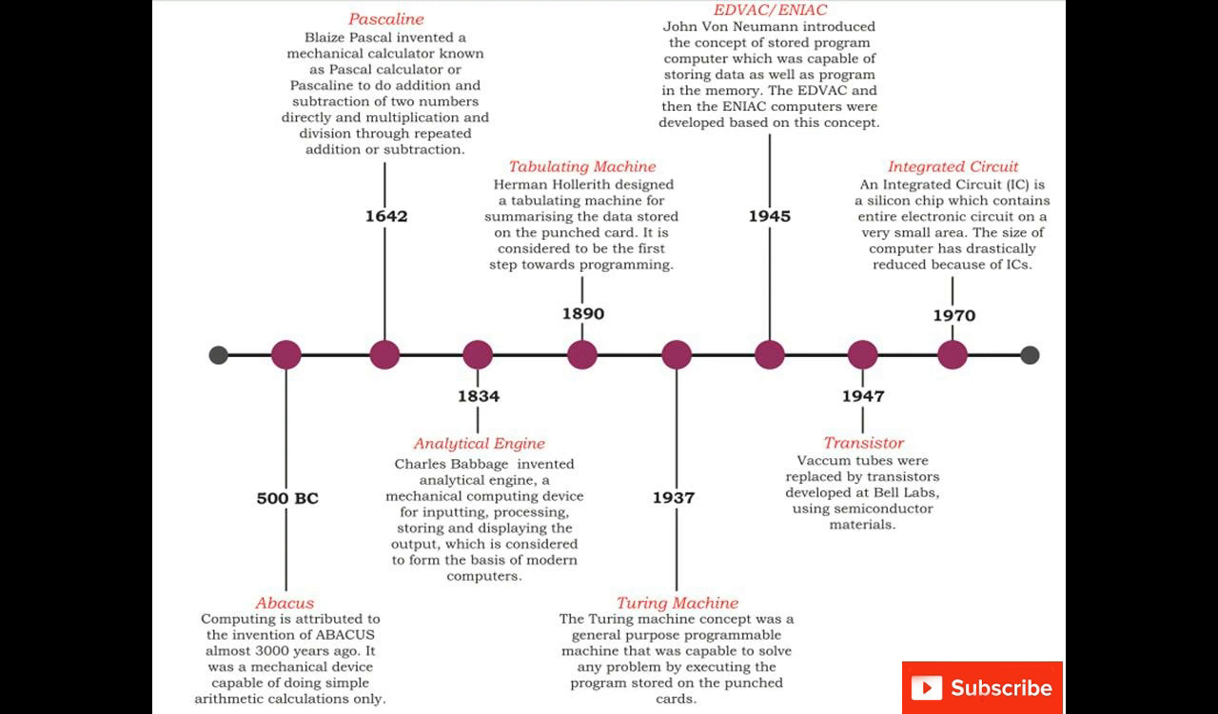In 1947, the transistor was invented. Vacuum tubes were replaced by the transistor developed at Bell Labs using semiconductor material. In 1970, the IC was developed. An integrated circuit is a silicon chip which contains an entire electronic circuit on a very small area. The size of computers has drastically reduced because of ICs.